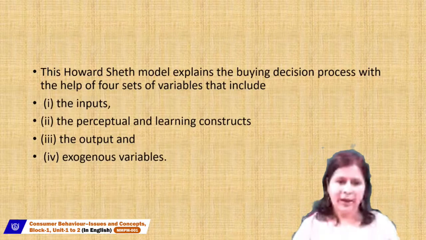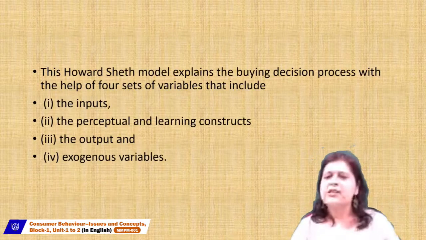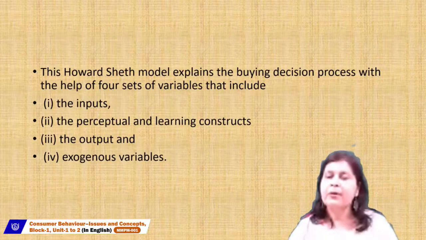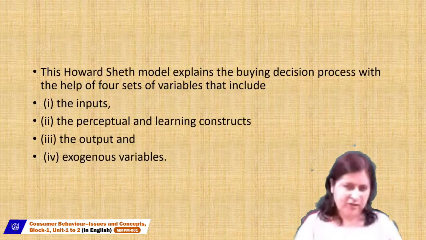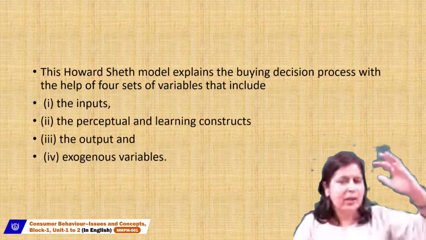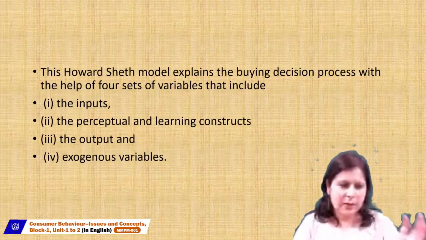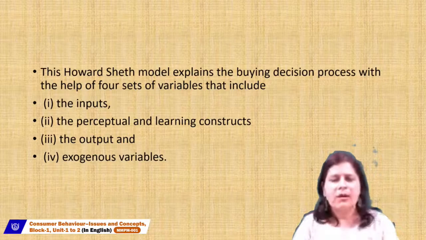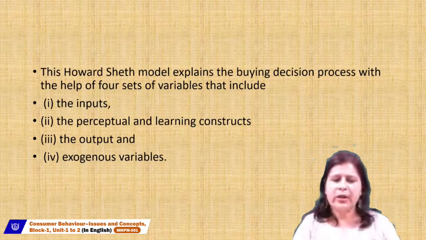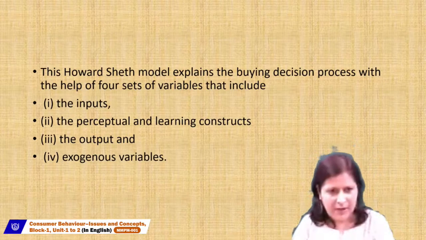This Howard and Sheth model explains the buying decision process with the help of four sets of variables. There are the three levels and the four sets of variables: the input, the perceptual or learning constructs, the output, and the exogenous variables.